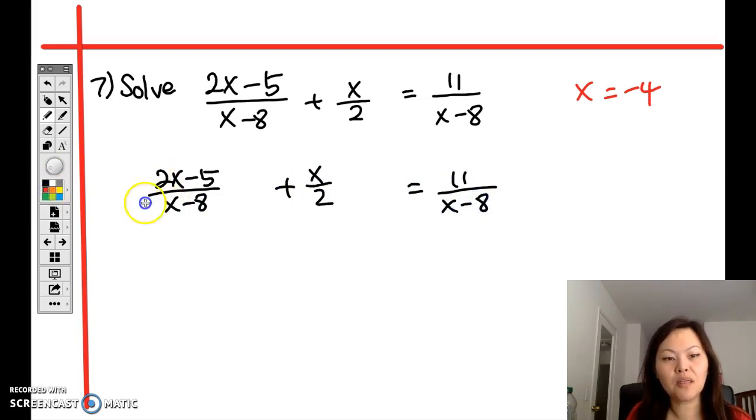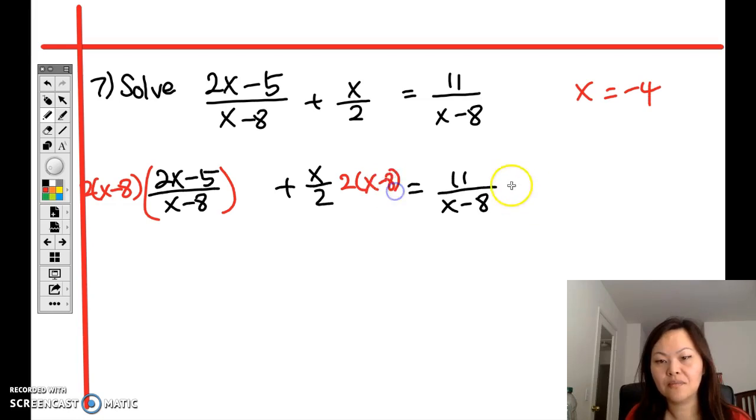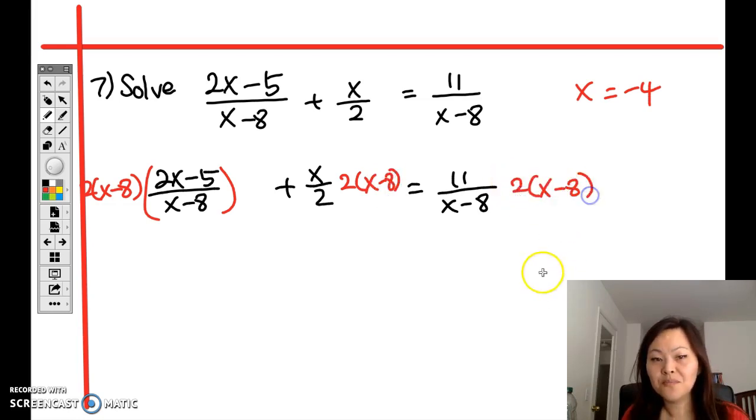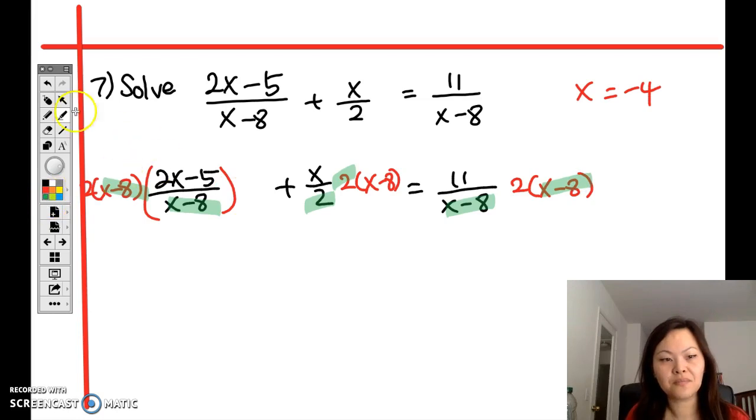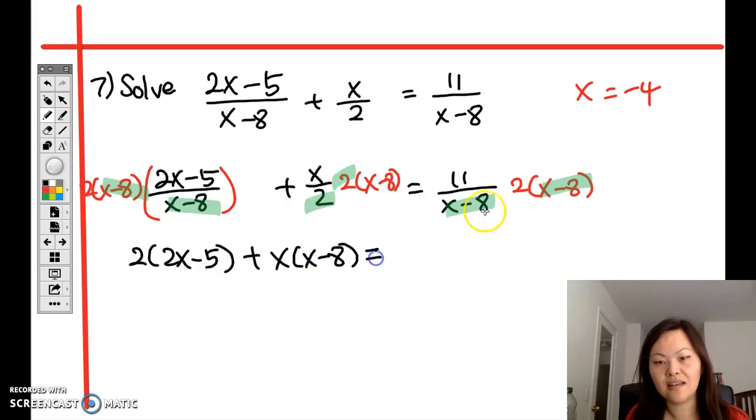And then I'm going to go ahead and multiply everything by x minus 8 and 2, okay? Multiply all of this by 2 and x minus 8. Very easy. So let's just cancel stuff out. The 2 and the 2 is gone. The x minus 8 is gone. Okay, so what we have left is 2 times 2x minus 5. And then over here is plus x times x minus 8. That equals 11 times 2, which is, we already know it's just 22, but I would write it down, okay?